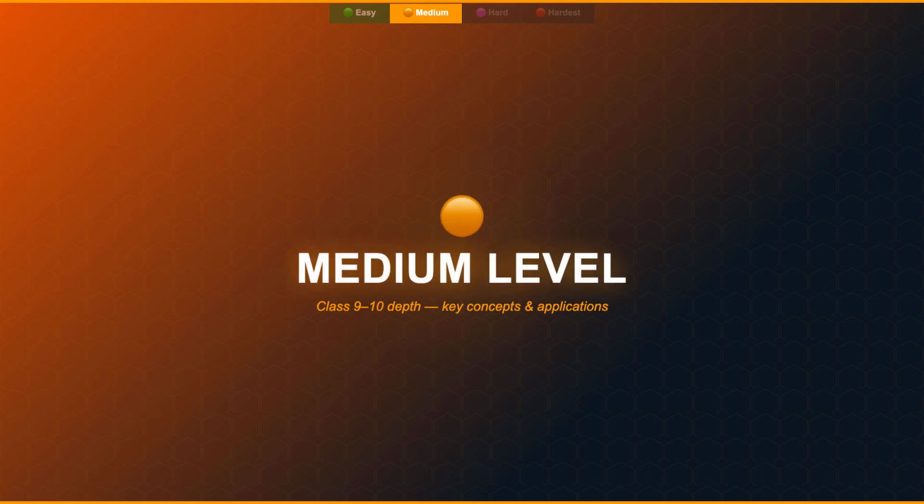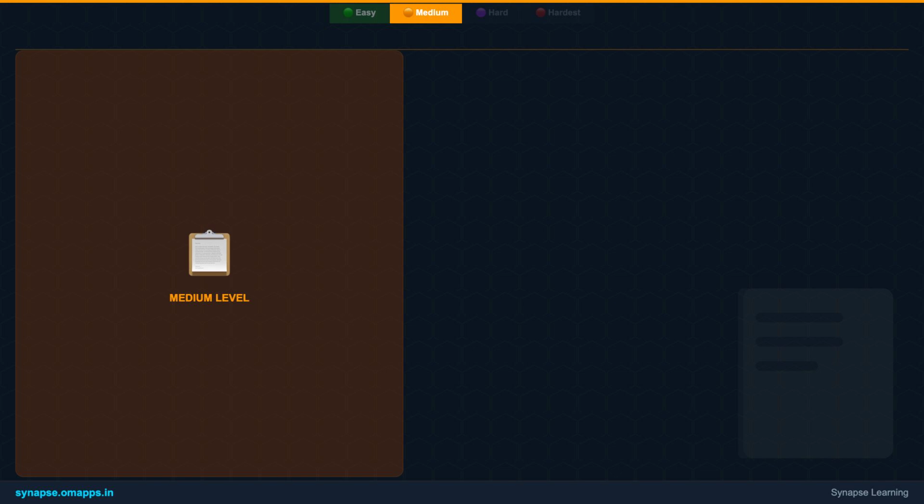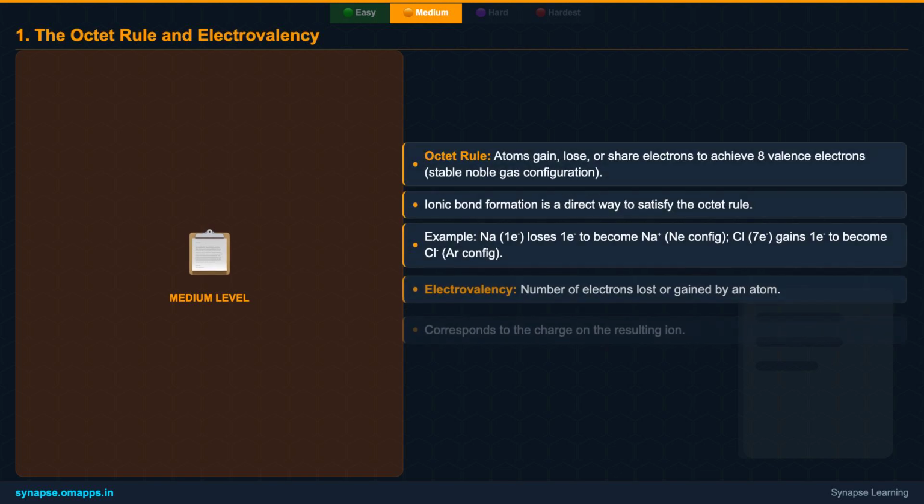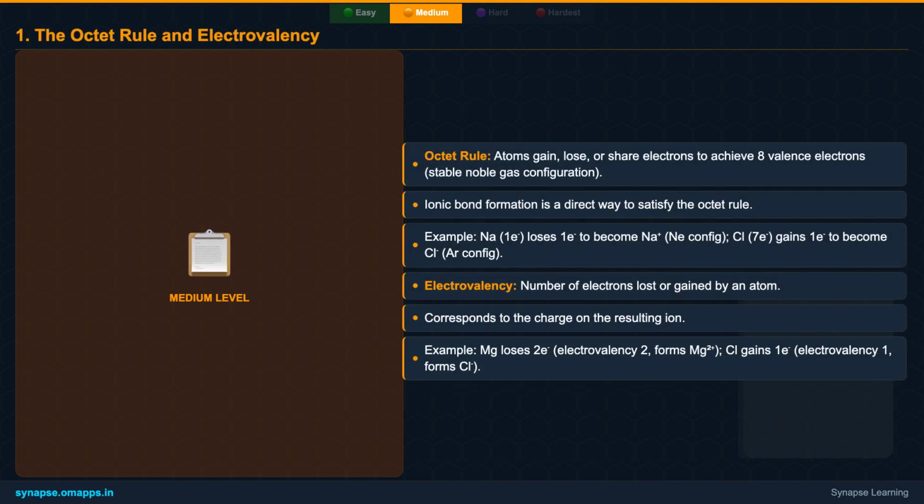Great job with the basics. Now, let's deepen our understanding of ionic bonds by exploring the underlying rules and energetic considerations. Atoms strive for stability, and the octet rule helps explain this drive. It states that atoms tend to gain, lose, or share electrons to achieve a full outer shell, typically with 8 electrons, mirroring the stable configuration of noble gases. Ionic bond formation is a direct pathway to satisfy this rule.